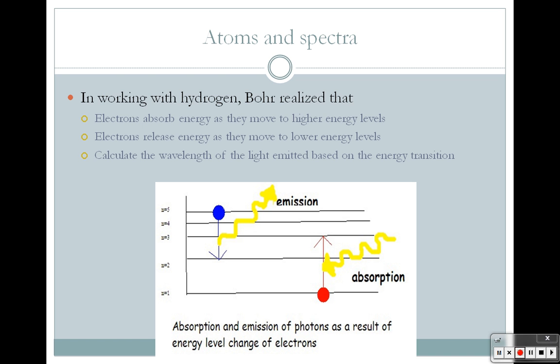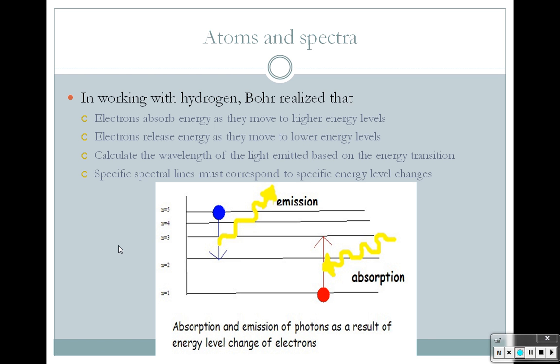So what Bohr realized was that you could calculate the wavelength of the light emitted, because we would know the wavelength, so we could figure out the wavelength emitted based on the energy transition. In other words, you can figure out how much energy is given off here based on the wavelength that you're seeing.